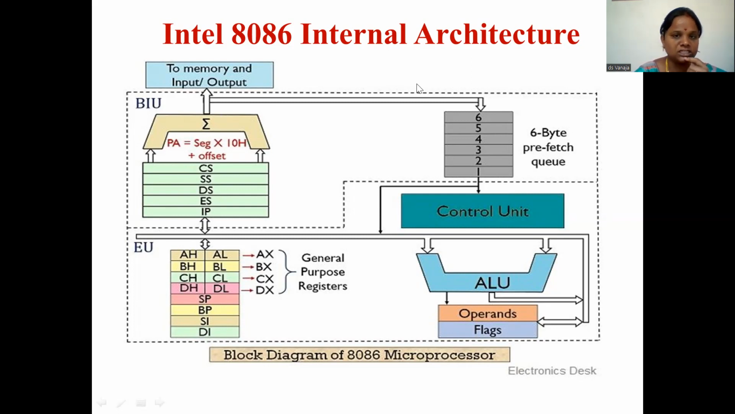The bus interface unit internally consists of 4 blocks: the address summer, segment registers, instruction pointer, and finally the instruction queue. Coming to the execution unit, it mainly consists of the control unit, arithmetic and logical unit, 8 general purpose registers, and finally flags. Now we will see one by one the function of the blocks inside the 8086 architecture. First we need to see the bus interface unit.